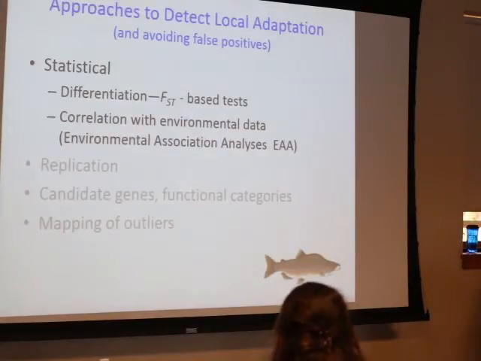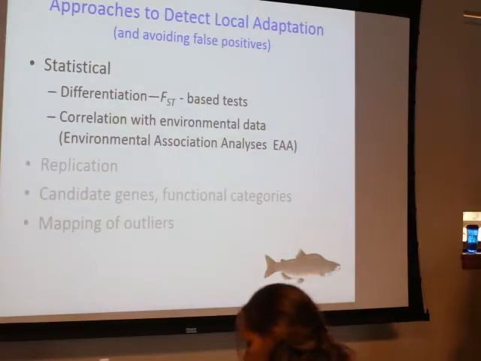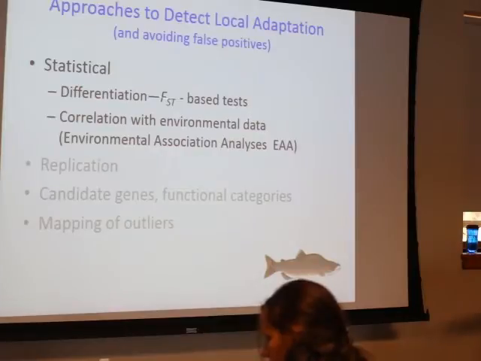Okay, so we're going to start with approaches to detect local adaptation. Basically, we have these statistical approaches, and they fall into a couple of categories: differentiation based on FST, called the F methods, or correlation with environmental data. This obviously gets into landscape analysis and landscape genomics. So the two fields have really merged.